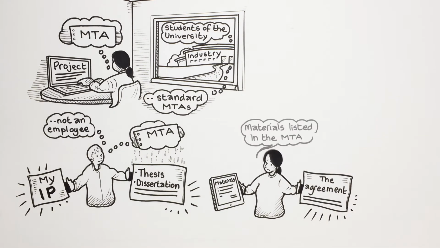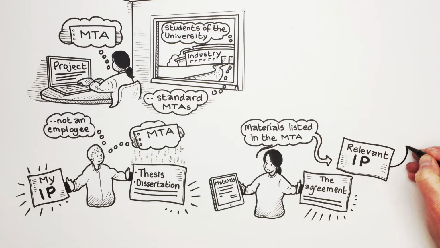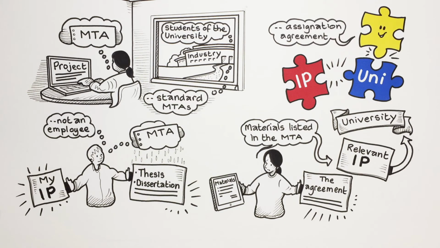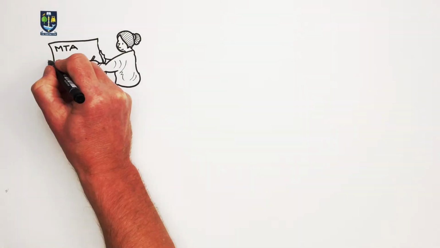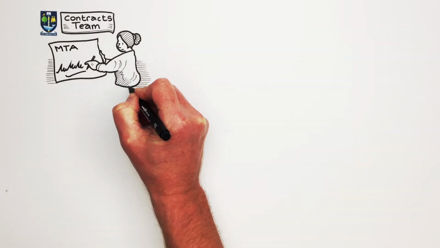Should a student wish to use any material listed in the MTA, they would be required to assign the relevant IP generated through the MTA to the university. The assignment of such IP generated by the student can be made to the university by an assignation agreement. MTAs can only be signed on behalf of the university by certain individuals in the University of Glasgow contracts team. See the links to the relevant personnel below this video.